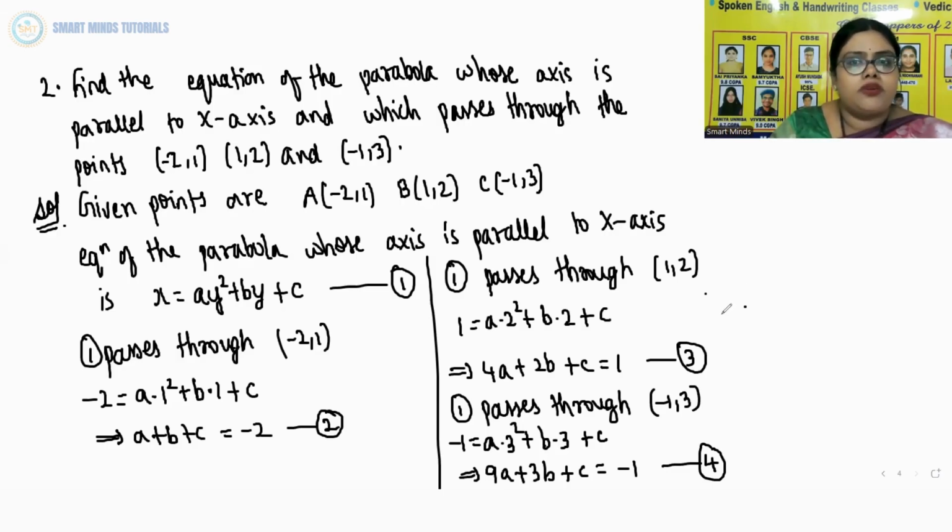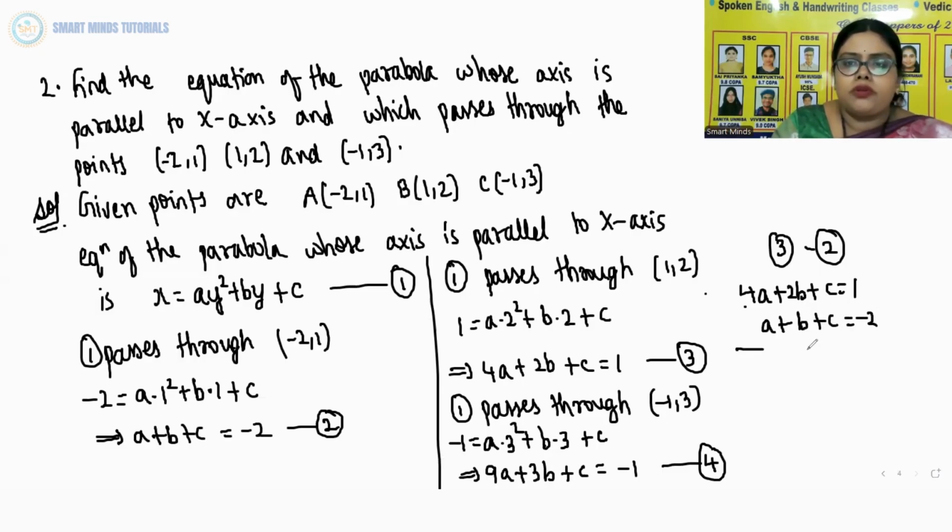Now after getting 2, 3 and 4, we will subtract. We'll solve two equations. First let us solve 3 and 2. So we can do 3 minus 2, same like circles 3 points. So 4a plus 2b plus c equals to 1, a plus b plus c equals to -2. Now you change the signs. Minus, minus, minus, plus. C minus C cancel. 4a minus a is 3a. 2b minus b is plus b. 1 plus 2 is 3. This is equation number 5.